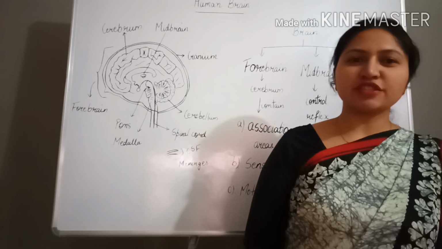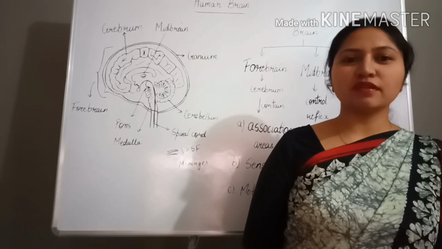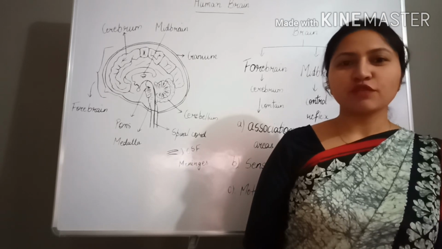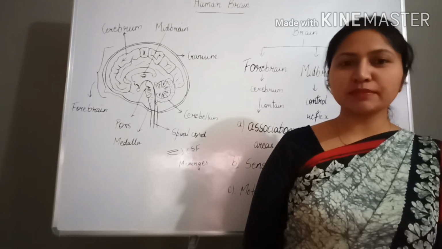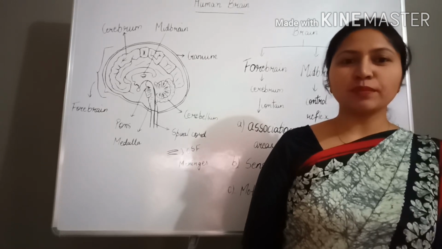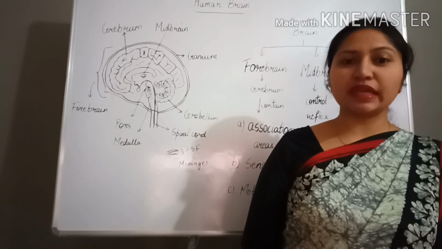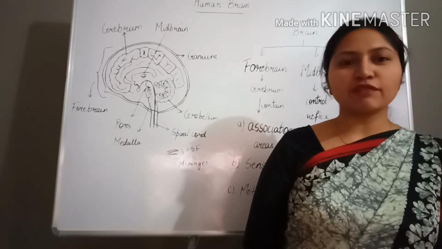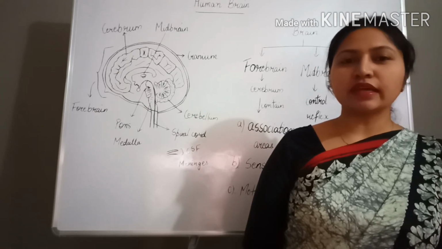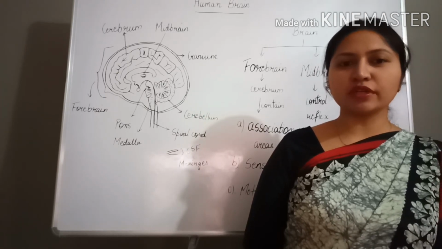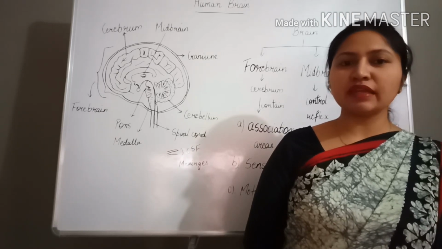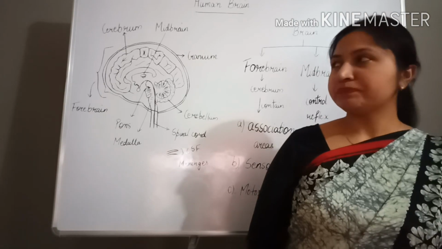In the previous lecture we studied the human nervous system. The human nervous system consists of two parts. First, the central nervous system, and second, the peripheral nervous system. The central nervous system consists of the brain and spinal cord, and the peripheral nervous system consists of all the nerves present in our body, that are cranial, spinal and motor nerves. So today we will discuss the structure of the brain and the spinal cord in detail.